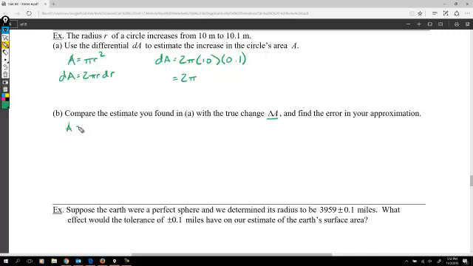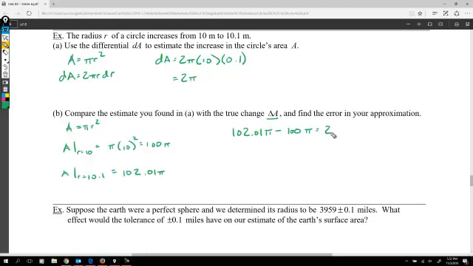Okay, so again, my area is pi r squared. So let's find the area with a radius of 10. So that'll be pi times 10 squared, so 100 pi. Now if we evaluate at 10.1, we'll end up with 102.01 pi. Okay, so I want to calculate the change in area, so I'm just going to subtract these. And I get a difference of 2.01 pi, and this is my delta A. So this is the difference of my areas. That's what delta means.